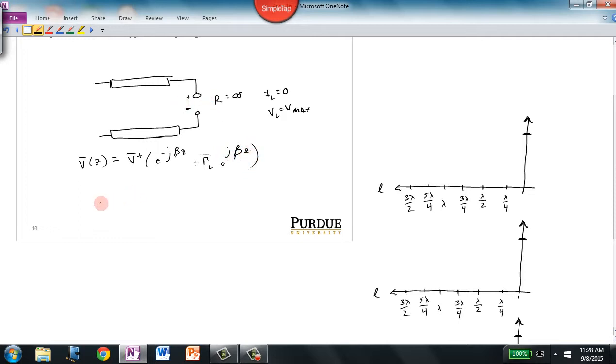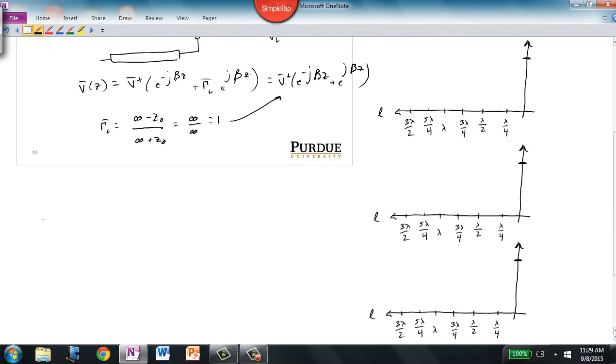In this case, the reflection coefficient at the load is equal to infinity minus Z0 over infinity plus Z0. That gives us infinity over infinity, which is equal to 1. So we can just put the reflection coefficient of 1 in here, and that gives us V bar plus times e to the minus j beta z plus e to the j beta z. So that gets plugged in there.